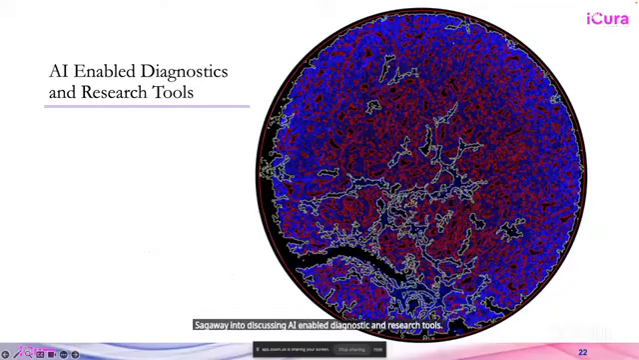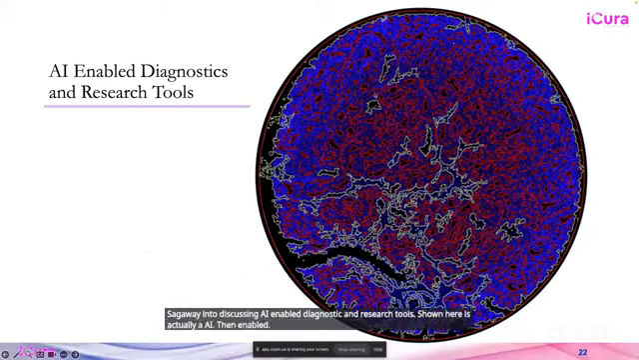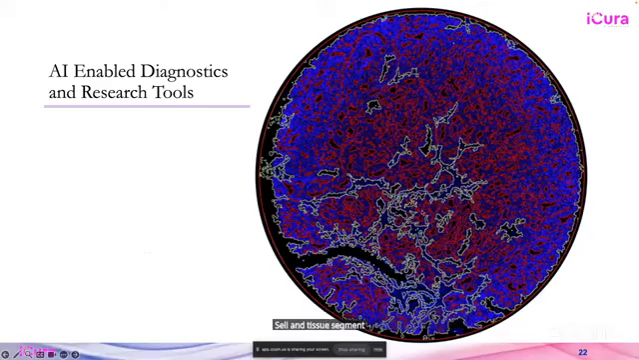Shown here is actually AI-enabled cell and tissue segmentation, where all this yellow and light white colored area, almost like a map, is considered stroma, or the benign area of the tissue, and all these red marked circled areas are the tumor cells. These can be achieved by AI.